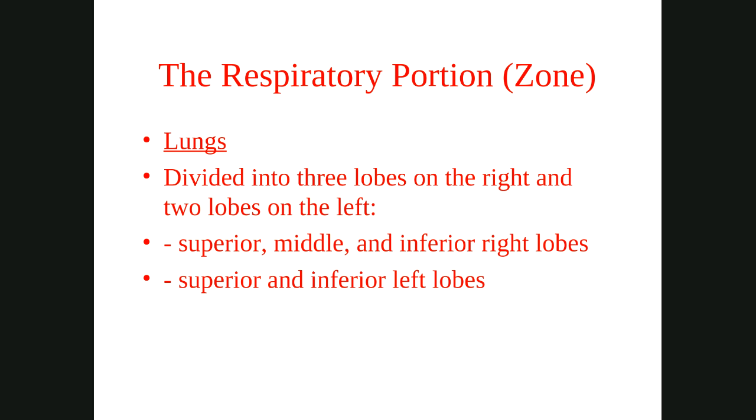and pleura. Okay, so the respiratory portion, continuing lungs, divided into 3 lobes on the right and 2 lobes on the left. You need to know that the left lung is smaller than the right lung, and the reason why, because the heart is leaning more towards the left. The lobes are the superior, middle, and inferior lobes on the right, and the superior and the inferior lobe on the left.